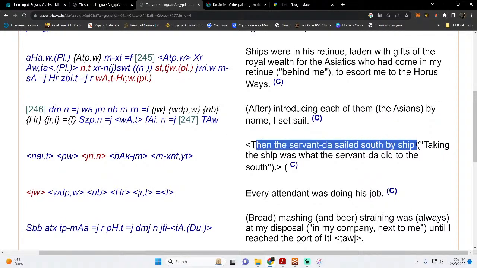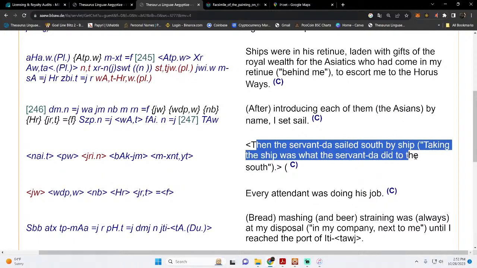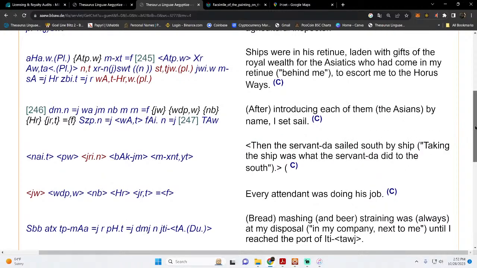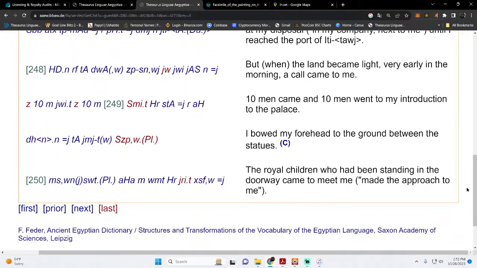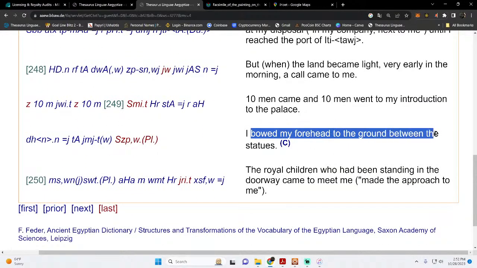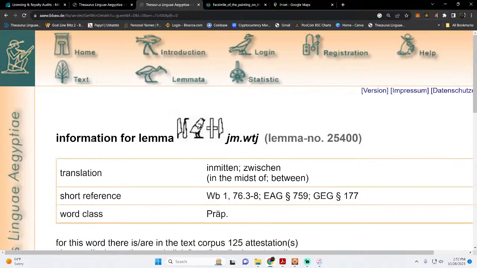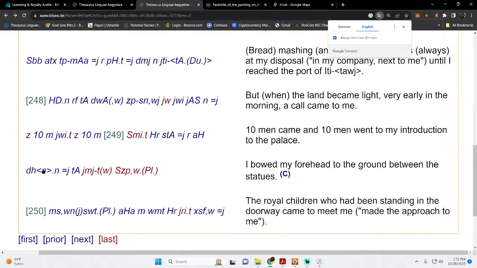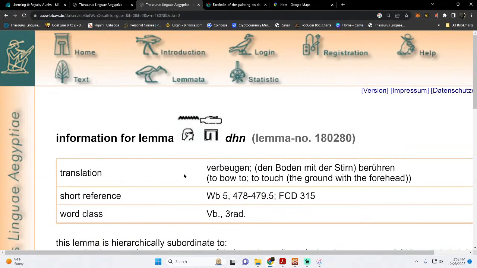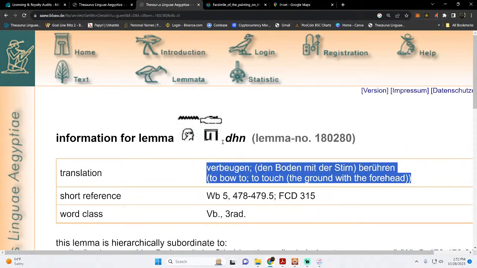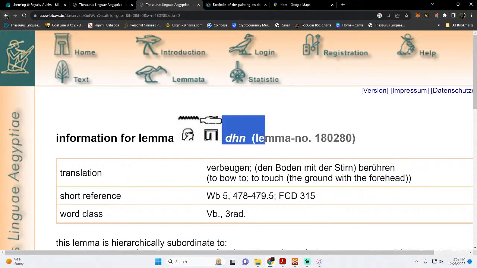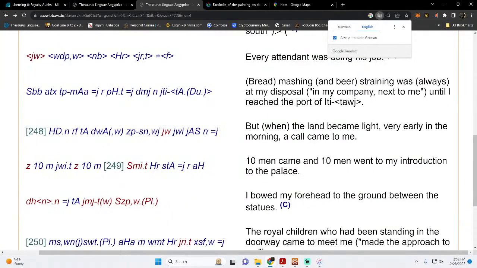Then the servant sailed south by ship. Man, I'm just stuck reading. I'm trying to get to one attestation. I bowed my forehead to the ground. That is this particular gesture. Let me see. What is this gesture? To bow, to touch the ground with the forehead. So that came from Egypt too. But we see it in the Islamic tradition to this day.